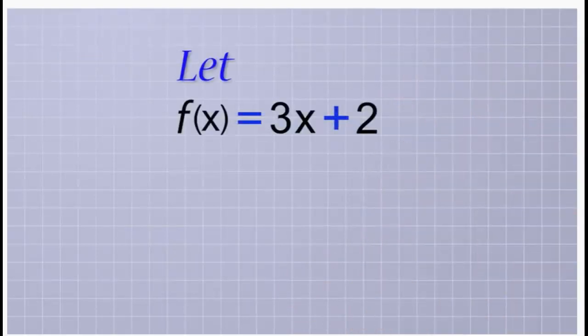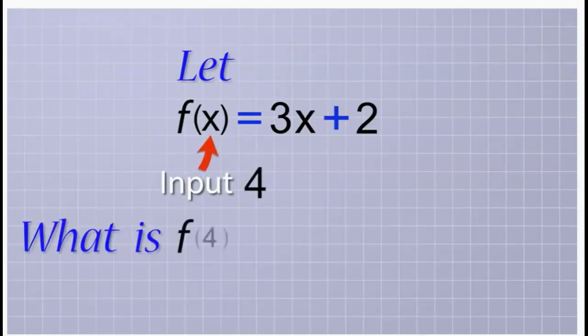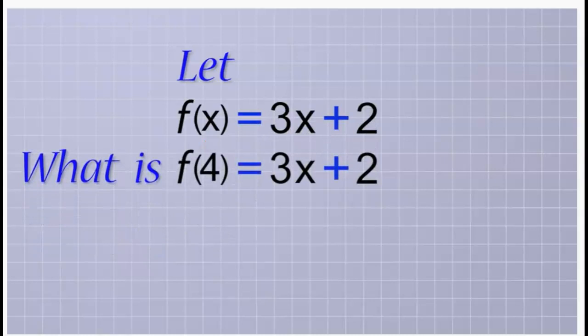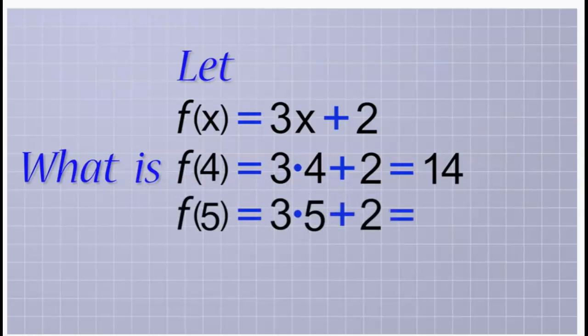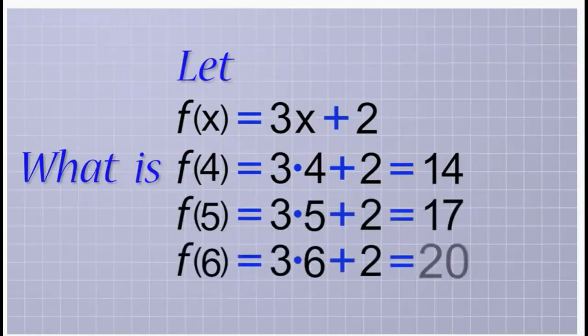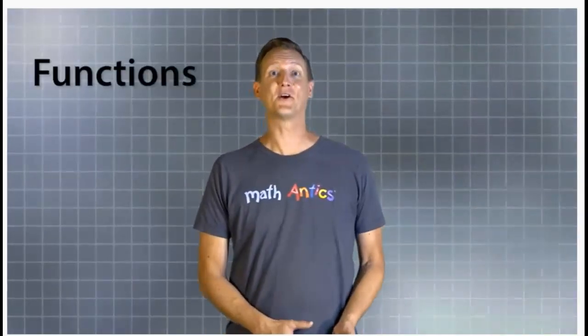Then you could ask someone to evaluate the function for the input value 4 by saying, what is f of 4? That means you'll substitute a 4 in place of any x's that are in the function. For this function, that would mean f of 4 equals 14. And you could do this for other values too. F of 5 equals 17, and f of 6 equals 20. Pretty easy, huh?